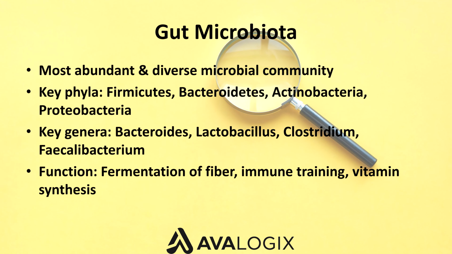The gut microbiota is the largest and most complex human microbial ecosystem. It resides mainly in the colon and includes firmicutes, bacteroidetes, actinobacteria, and others. Each person harbors a unique microbial signature influenced by diet, age, genetics, and health. Functions are diverse and vital. Gut microbes ferment undigested carbohydrates into short-chain fatty acids, SCFAs, like butyrate, which nourish colon cells and reduce inflammation. They also synthesize vitamins such as K, B12, and folate.